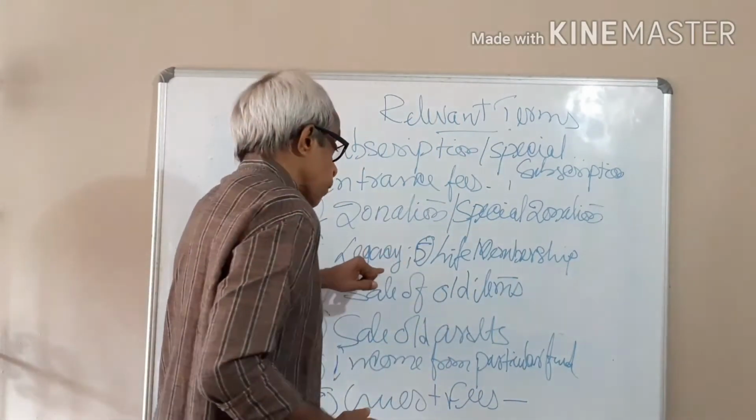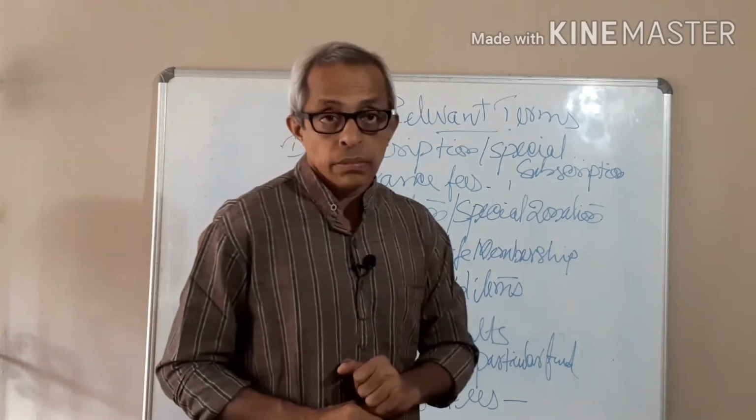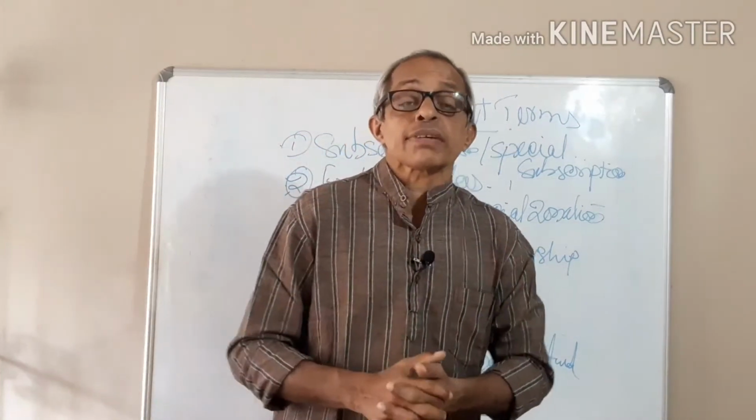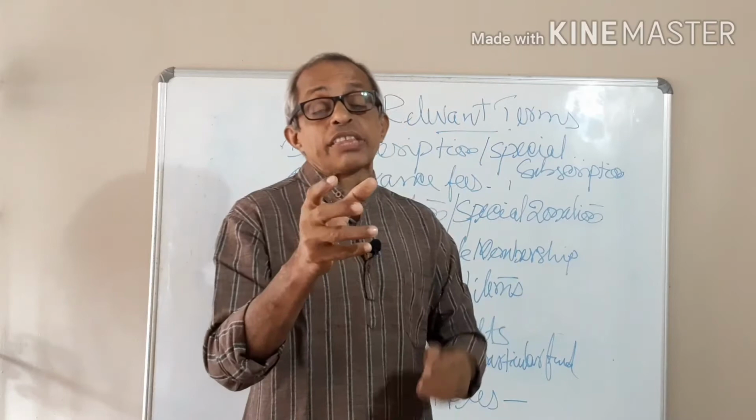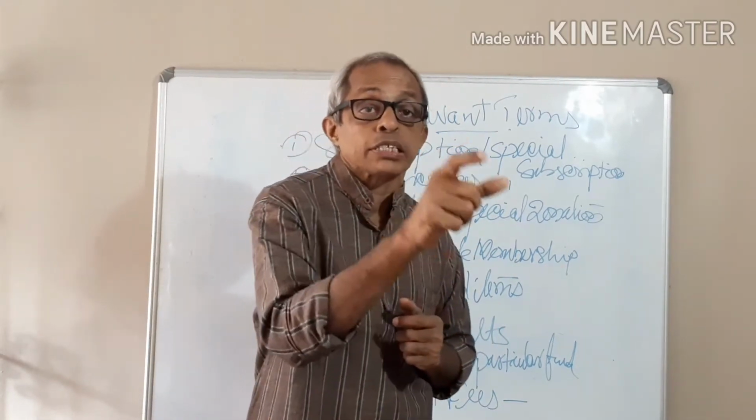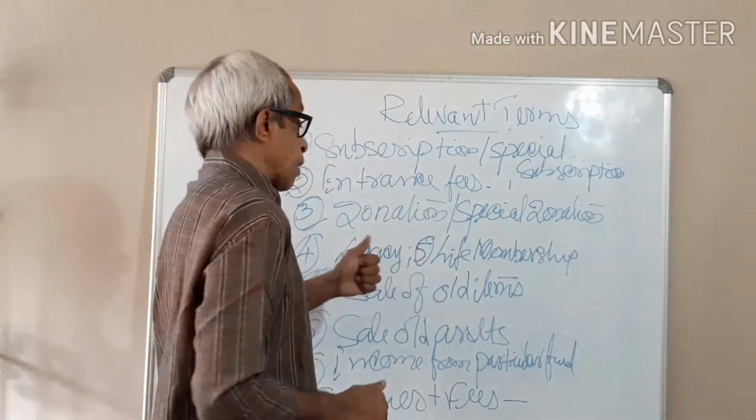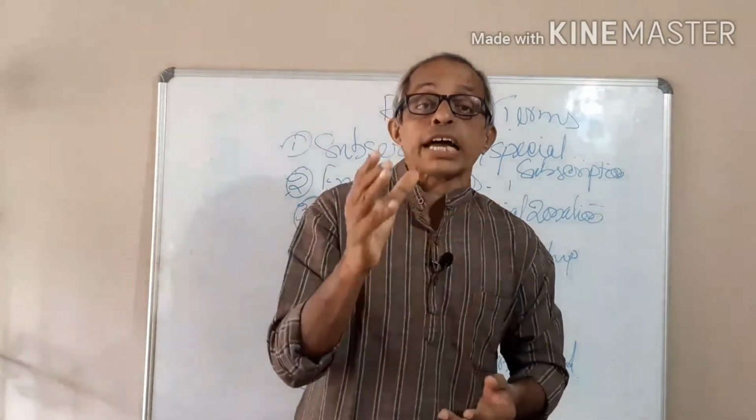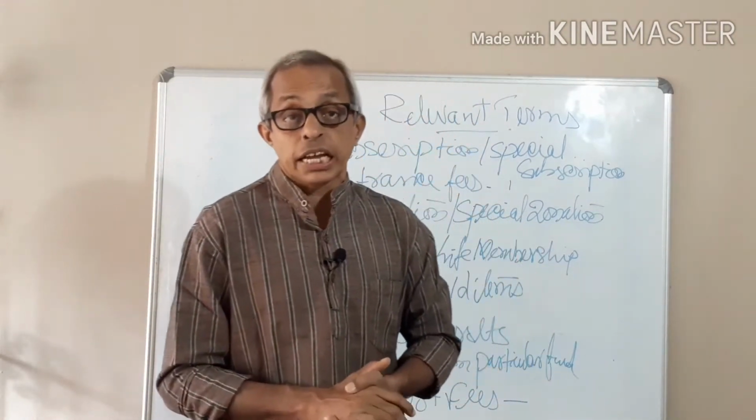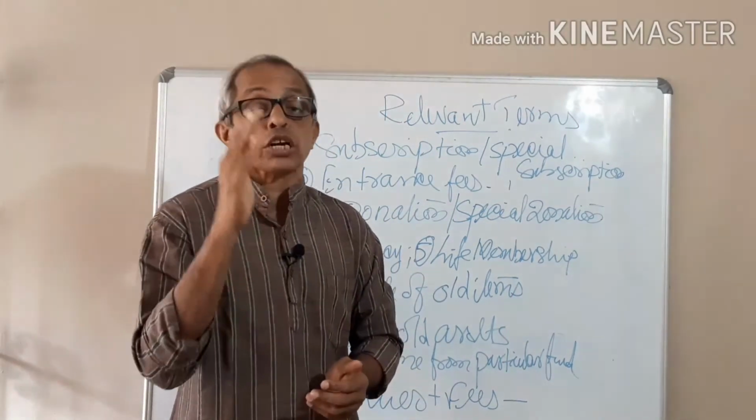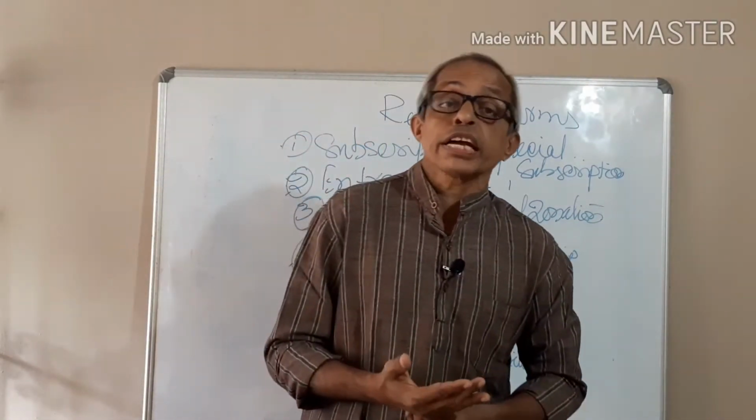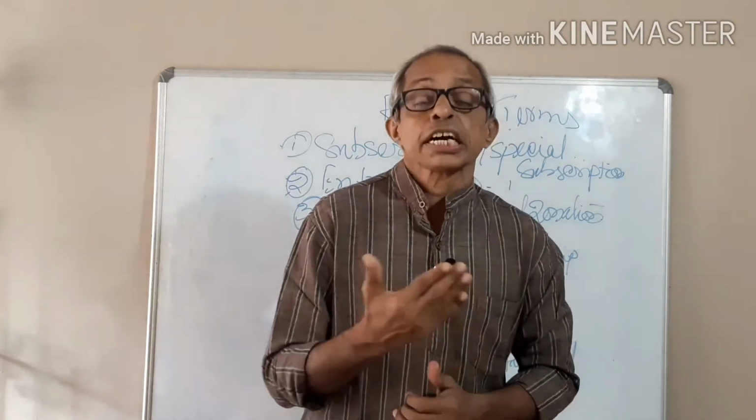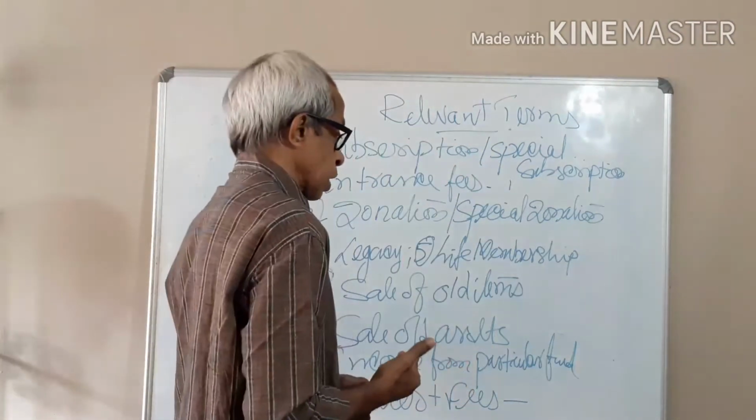So if the amount of legacy is big, and a huge amount is received as a legacy, then that amount may be shown on the liability side of the balance sheet. If the amount received as legacy is small, then that amount may be shown as income, and the same should be posted on the income side of income and expenditure account, that is, the credit side of income and expenditure account.